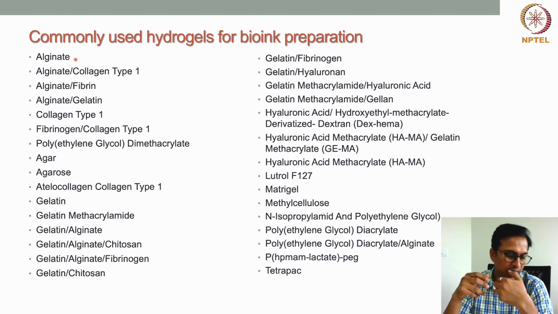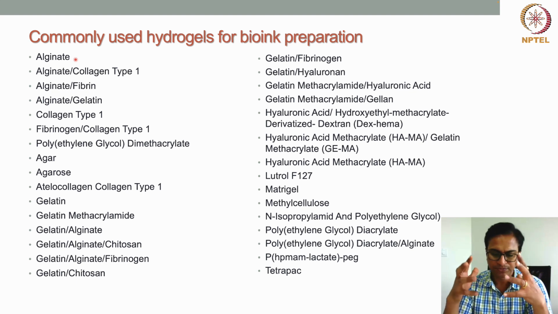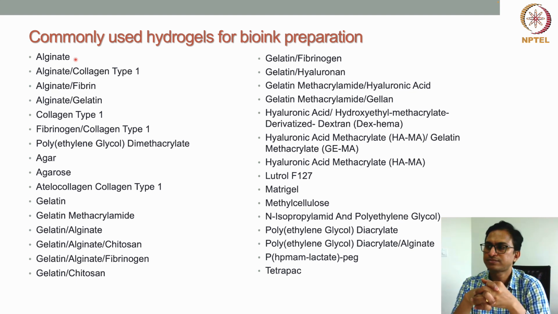Other than this, alginate can also be used for encapsulating cells, so it can be used as a bioink hydrogel for bioprinting.